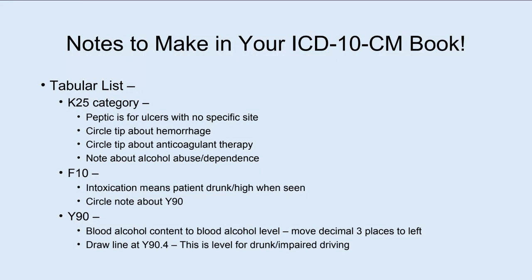In the tabular list under F10, you could write in that intoxication means the patient is drunk or high at the time they're being seen, right? And you might also circle the note about Y90. At Y90, blood alcohol content to blood alcohol level, about moving that decimal over depending on how it is in the documentation to get to the same way that it's listed in the code. You might also draw a line at Y90.4, for this is when it's considered drunk or impaired driving.